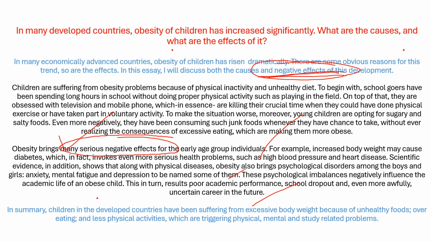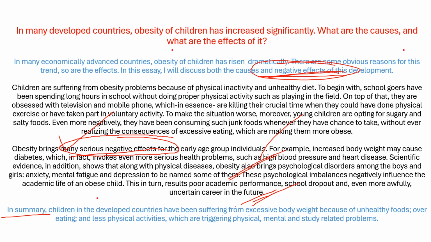Secondly, these psychological imbalances negatively influence the academic life of a child. This in turn results in poor academic performance, school dropout, and even more awfully, an uncertain career in the future. This part means that obesity influences children so that they can't do well in their studies. Again, this is another piece of serious negative effects of obesity. This is how you need to write in your essay as well. Now let us go to the last part of your essay, which is called the summary.